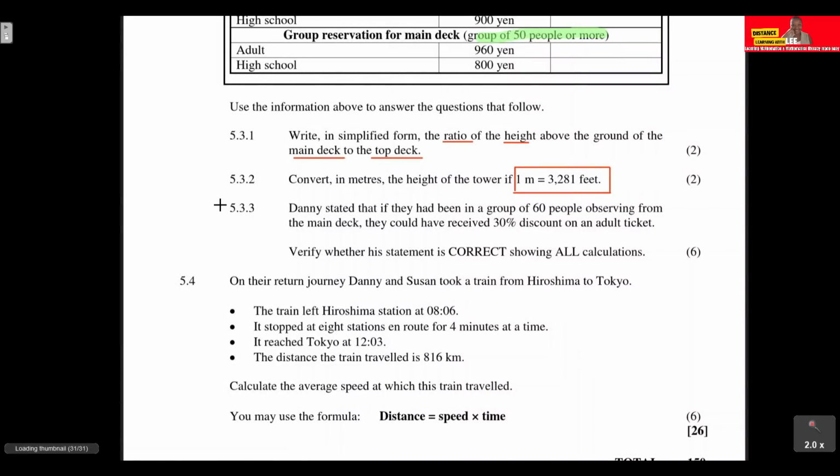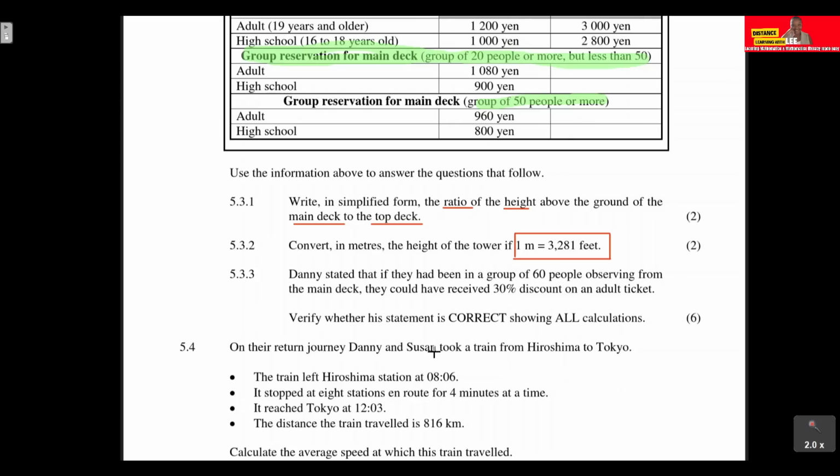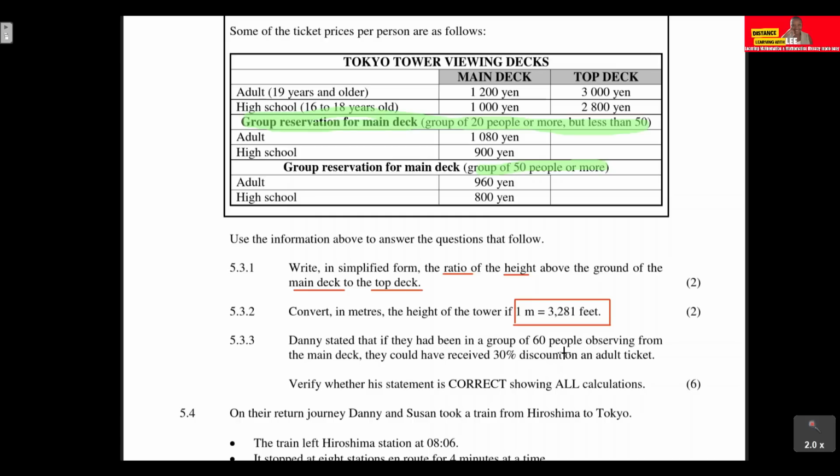Let's have a look at question 5.3.3. Danny stated that if there had been a group of 60 people observing from the main deck, they could have received 30% discount on an adult ticket. Verify whether his statement is correct, showing all calculations. So now Danny is saying that if they went as a group of 60 people to the tower, and they viewed from the main deck, they could have received 30% discount on an adult ticket. So now we need to verify whether his statement is correct.